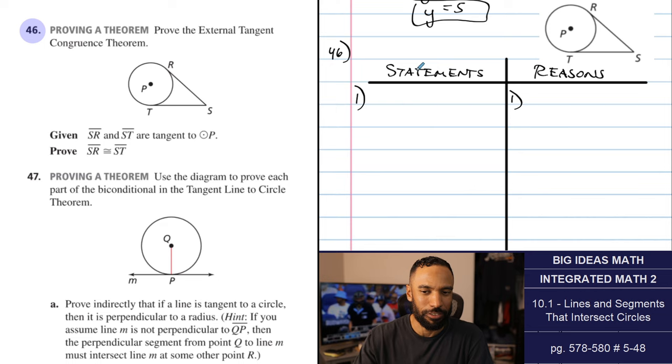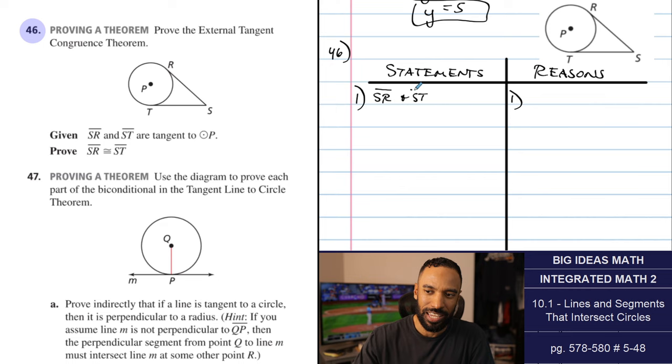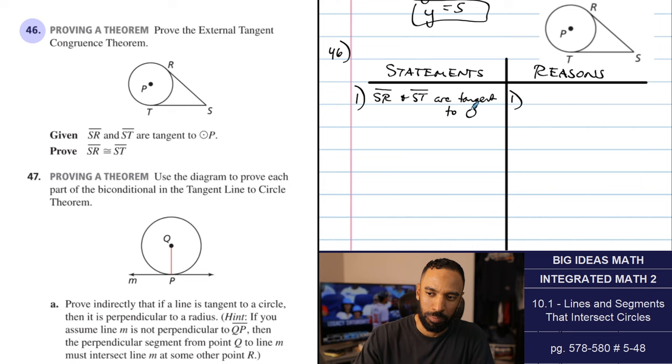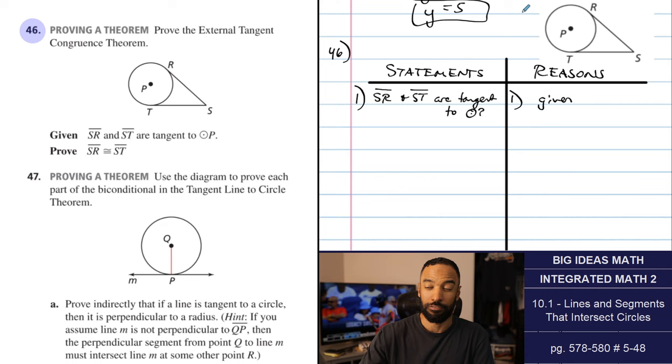SR and ST are tangent to circle P. This is given. Now there's a drawing above. I'm going to be using that. In fact, I'm going to make triangle things because I'm going to make radii and all that stuff. Just give me a second.